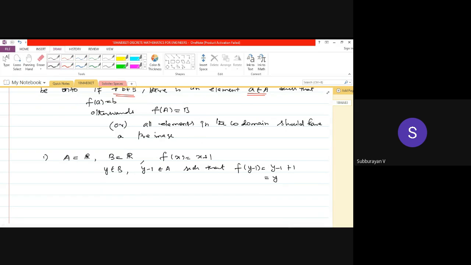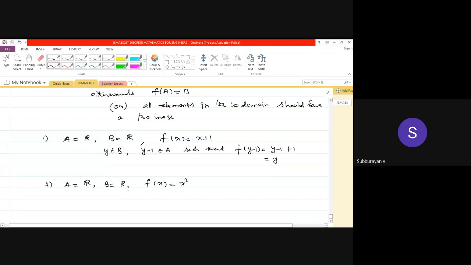Fine. What about the second problem? A is equal to R and B is equal to R, and f is defined by f of x equal to x square. Is it an onto function? No, sir. Why? For negative numbers, there won't be any pre-image. Very good. For negative numbers, there is no pre-image. Okay, it is not an onto function.